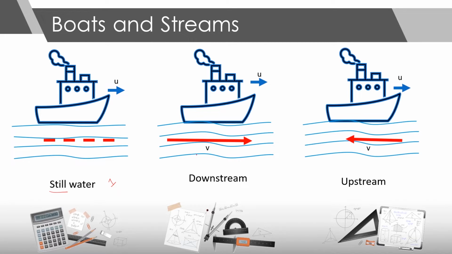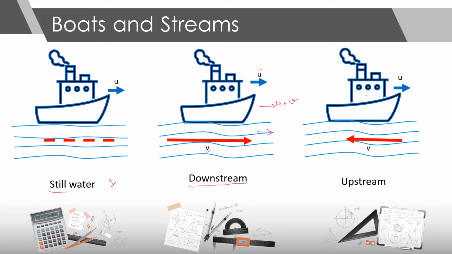The second scenario is that the boat is moving in the direction of the stream. So if the stream is moving in the right direction and the boat is also moving in that direction, then it is called downstream. In this situation, if the boat has a speed of u in still water and the stream is moving with the speed of v, then the effective speed of the boat is going to be u plus v. The flow of the stream will push the boat further and increase its effective speed.